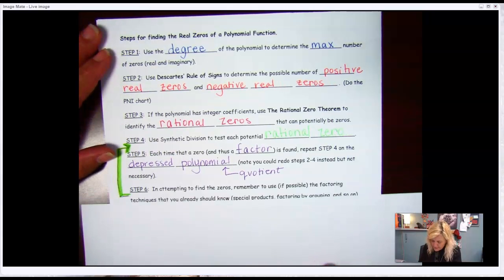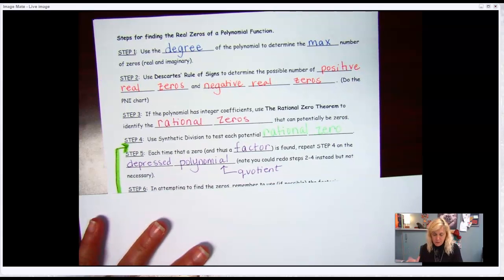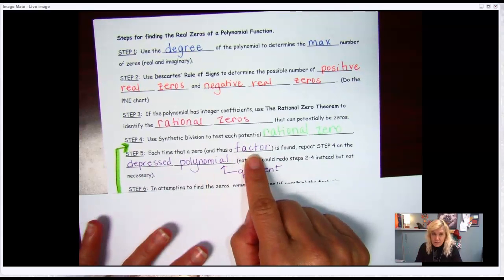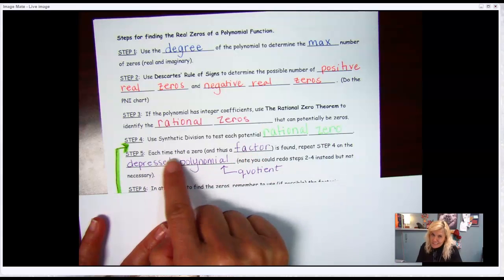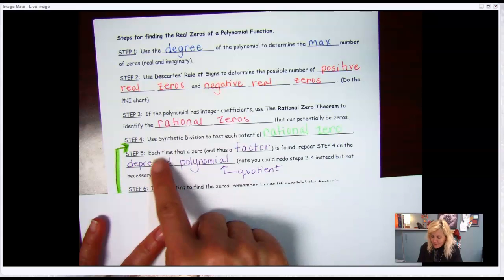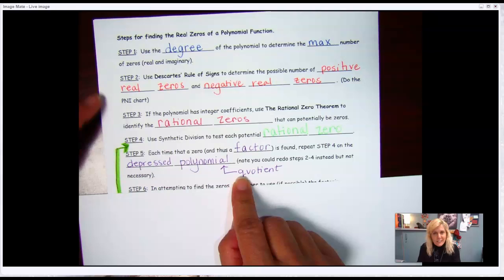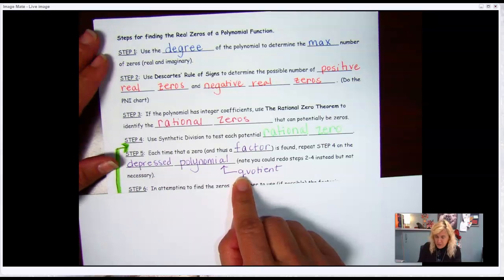What I'd like to add to that is once you find a rational zero and you find that it's a factor, you need to see if this is factorable. Remember, factoring is king in this module. If I have a depressed polynomial quotient that's factorable, then I don't need to test anything. Factoring is going to reveal what the real zeros are.